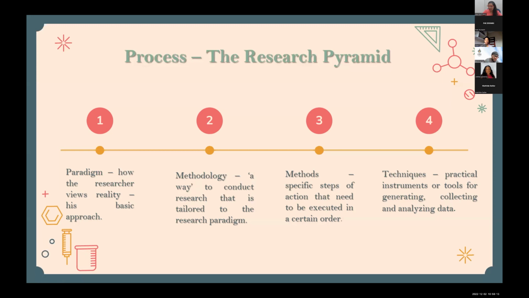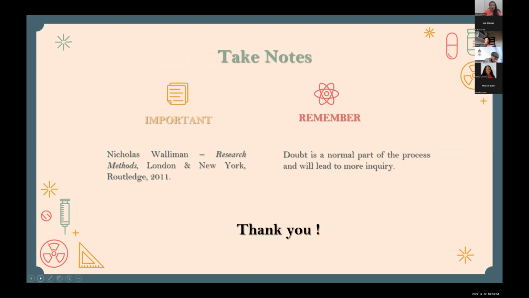You have lots of techniques of, for instance, collecting data, right? But what methods are you using for your specific research? And from number 3, we move to 2, methodology. Methodology would be a way to conduct your research that is tailored to your research paradigm. And of course, the paradigm is how the researcher views reality, this topic, and what is its basic approach. And of course, you would have to, as I said before, define that methodology, right?